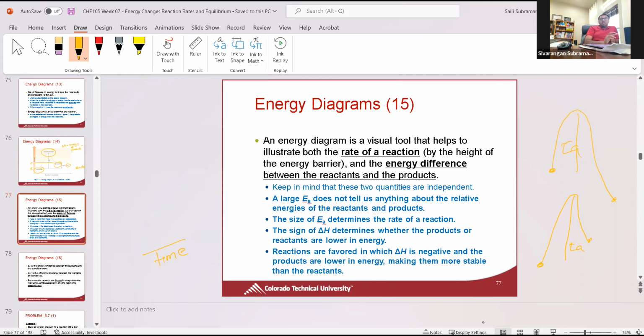The sign of delta H tells you whether the reactants are lower than the products, or the products are lower than the reactants. So there are two takeaways: delta H and EA. EA tells you whether it is fast or slow. Delta H tells you whether reactants are lower or products are lower. In other words, it tells you whether this is exothermic or endothermic. And generally, reactions are favored, meaning there's a higher probability of the reaction happening, when delta H is negative and the products are lower in energy, making them more stable than the reactants.